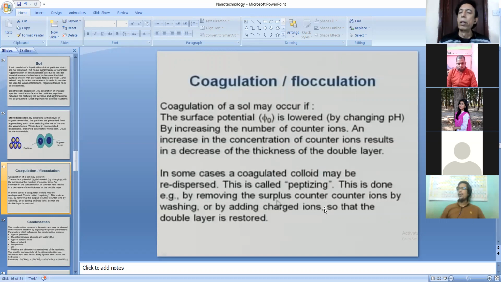Then the coagulated colloid can be redispersed. Coagulation happened by the lowering of surface potential, but you have given some counter ion from outside, some positive ions, for example, so that it becomes redispersed. This is anticoagulation actually.